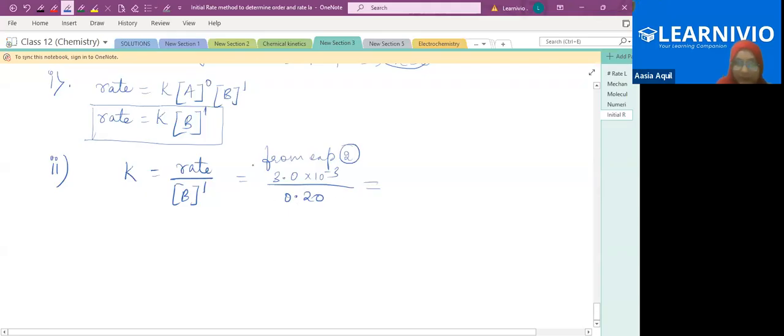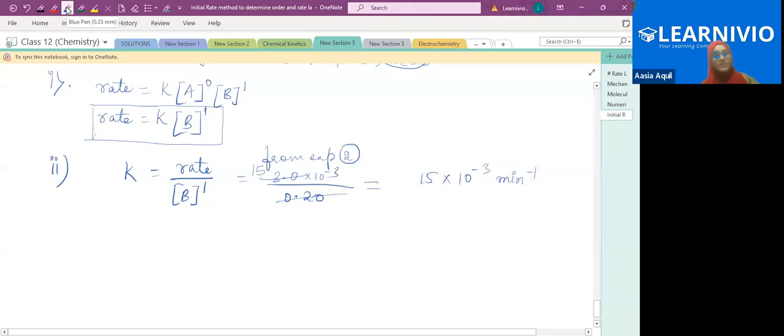Okay, so you will get 15 into 10 raised to the power minus 3 per minute. You can check the rate constant value by the general unit. The rate is mole per liter per minute, and the concentration is mole per liter, right? So this will cancel out and you will get the value in per minute. So the rate constant value is in per minute.